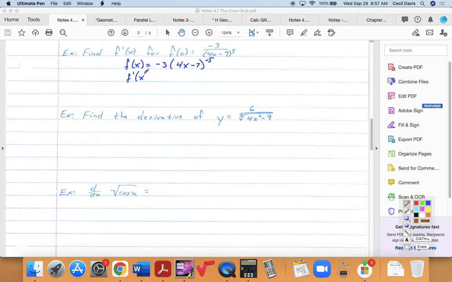So, the derivative now, we'll just leave the inside part alone, so I'm just dealing with the outside power rule part. So that'll be 15 times, leave the inside alone, 4x minus 7, raised to the negative, what power will that be? Negative 6. Excellent. Times the derivative of the inner part, which is 4. And since those are both constants, we'll just go ahead and multiply them together. We'll have 60 times 4x minus 7 to the negative 6th power.